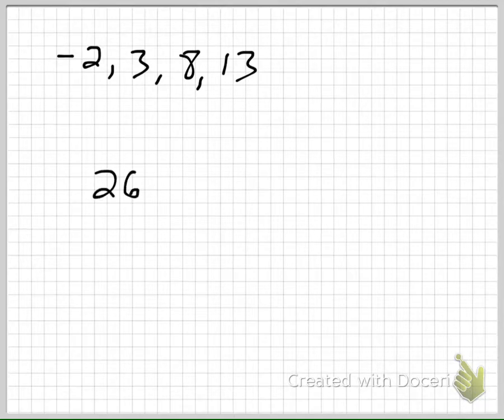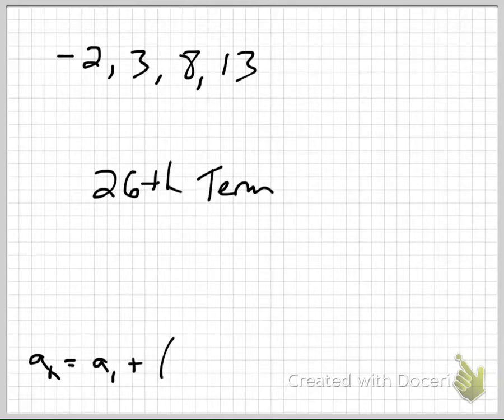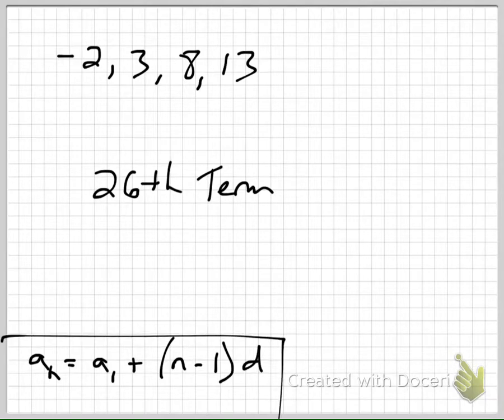Okay, I want negative 2, 3, 8, 13, and I'll make it an atrocious one. I want the 26th term. I don't want you adding them up. I want the 26th term. Here we go. Let's try it. Formula again: A_n equals A_1 plus n minus 1 times d. You're going to have to just memorize that. Okay. Just plug things in.